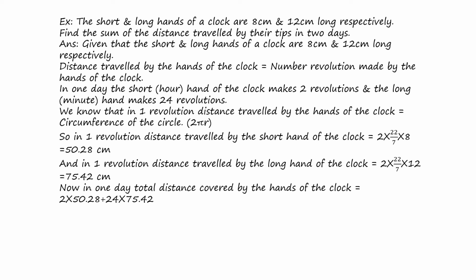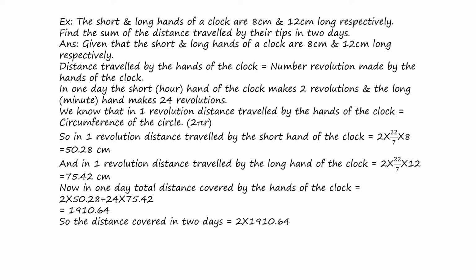So in one day, the total distance covered by the hands of the clock is 2 into 50.28 plus 24 into 75.42. Why so? Because 50.28 is the distance covered by the hour hand or the short hand, and in one day it makes only 2 revolutions, so it is 2 into 50.28. And the long hand, or the minute hand, makes 24 revolutions. Therefore, it is 24 into 75.42. So the total distance is 1910.64 centimeter.